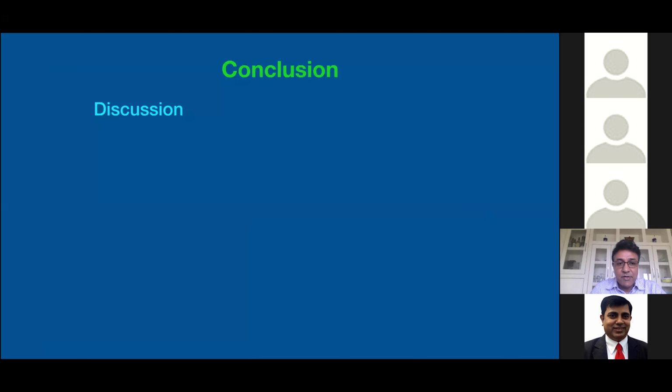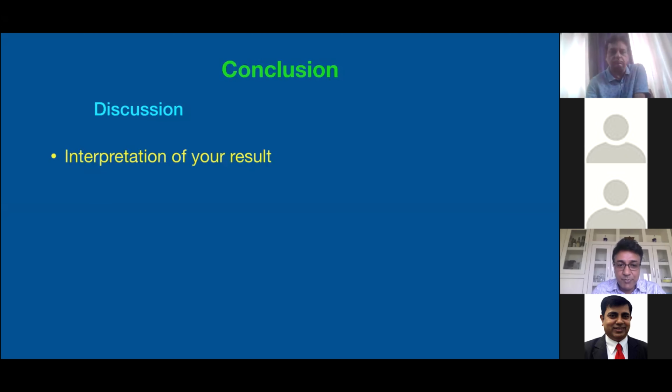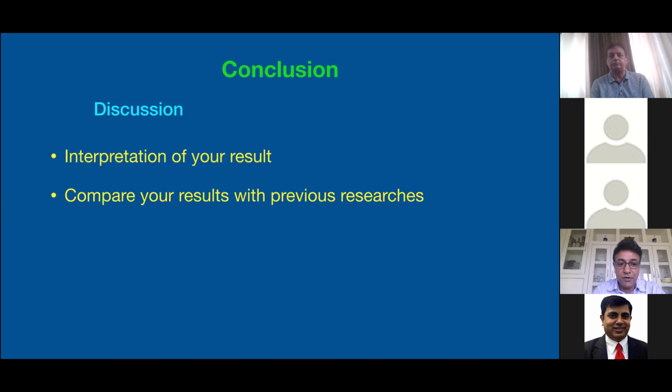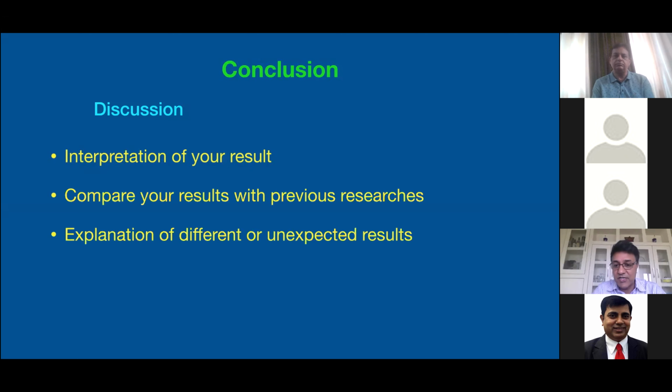So I would like to conclude: what are the things that we should write in discussion? Number one, first paragraph, again I'm repeating, interpretation of your study. Tell the reader what the result is, what it means. Then the second paragraph, compare your results with previous researchers. Then another explanation of different or unexpected results.